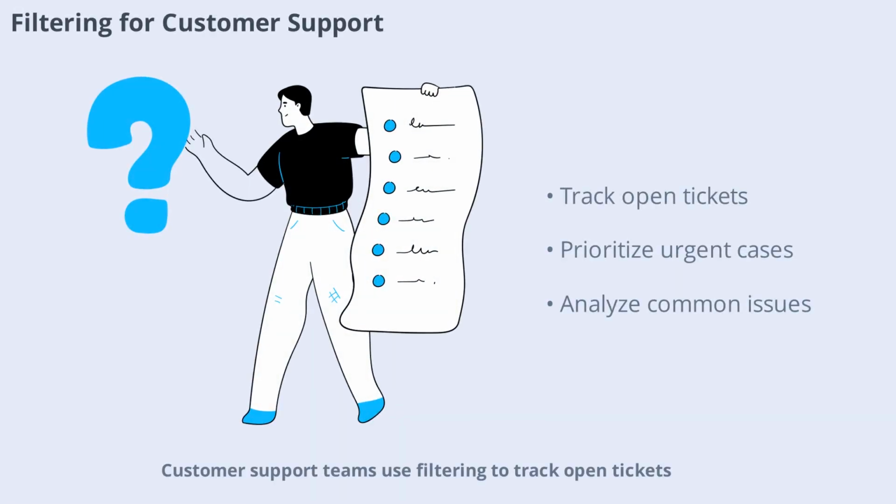Customer support teams use filtering to track open tickets, prioritize urgent cases, or analyze common issues. By applying filters, they can quickly respond to customer needs and improve service quality.